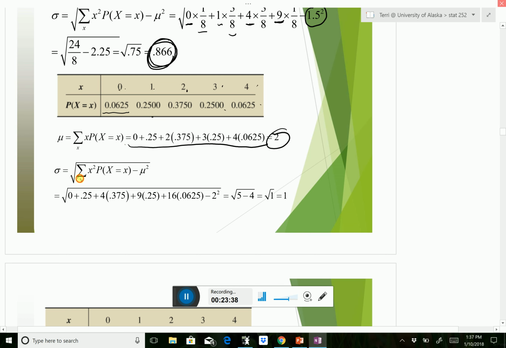So in this part, I need to do x squared. Let me remind myself up here what the x squareds are. So now I have 0 times 0.0625, 1 times 0.25, 4 times 0.375, 9 times 0.25, and 16 times 0.0625, minus my 2 squared. So this adds up to 5. This is 4, so I end up with 1. How nice. So the average number of girls in a family is 2, no kidding, with a standard deviation of 1.